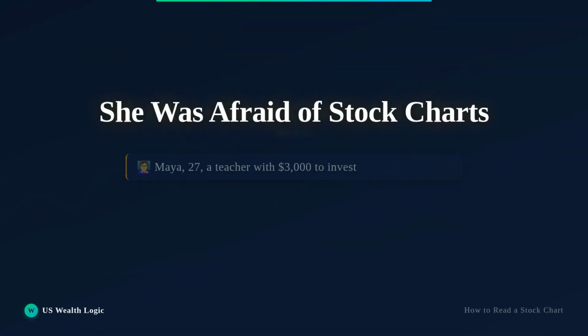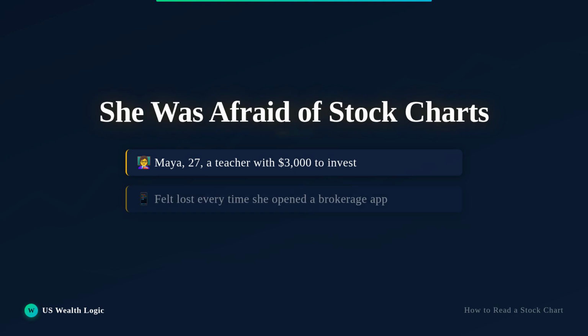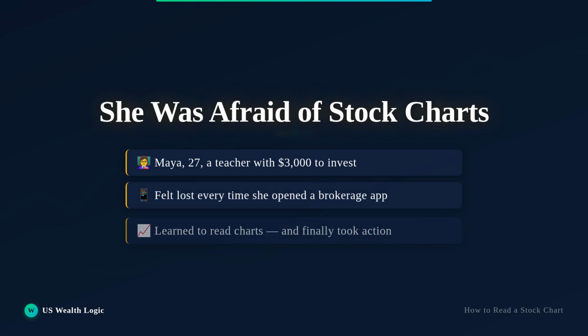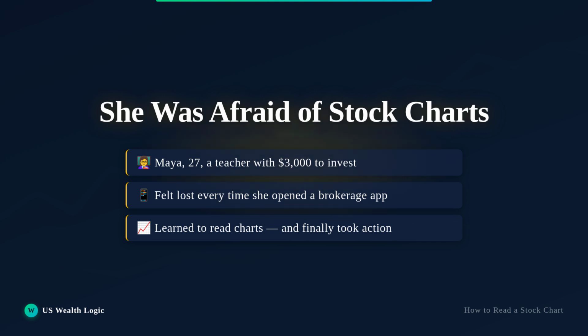Maya was 27 years old, a middle school teacher with $3,000 saved up and a genuine desire to start investing. But every time she opened her brokerage app and saw those jagged lines, colorful bars, and scrolling numbers, she immediately closed it. She told herself, "That's for Wall Street people, not me." Sound familiar? Here's what changed everything for Maya, and what we're going to cover today.